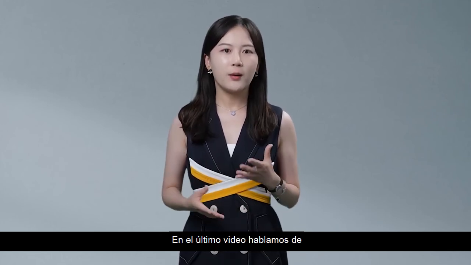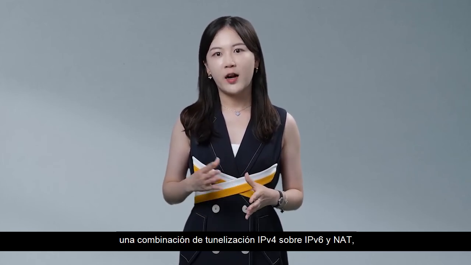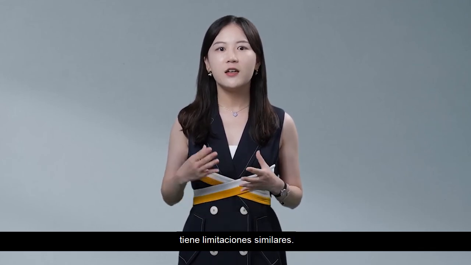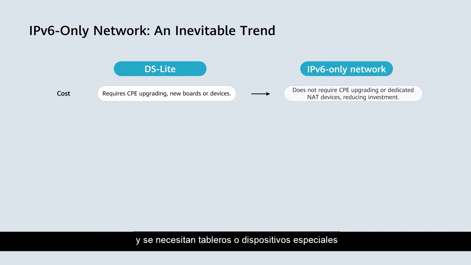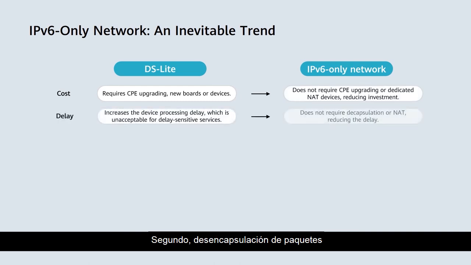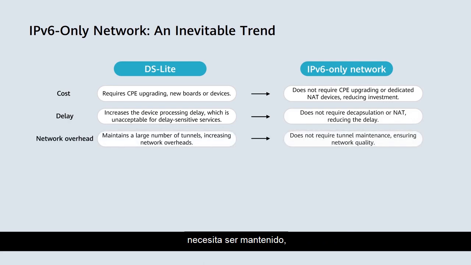In the last video, we talked about limitations of NAT64. DS Lite, a combination of IPv4 over IPv6 tunneling and NAT, has similar limitations. First, the CPE needs to be upgraded and special boards or devices need to be introduced for NAT. All this is costly. Second, packet decapsulation and NAT increase the device processing delay, making it unsuitable for delay-sensitive services. Third, a large amount of tunnel data needs to be maintained, increasing network overheads and potentially affecting network quality.